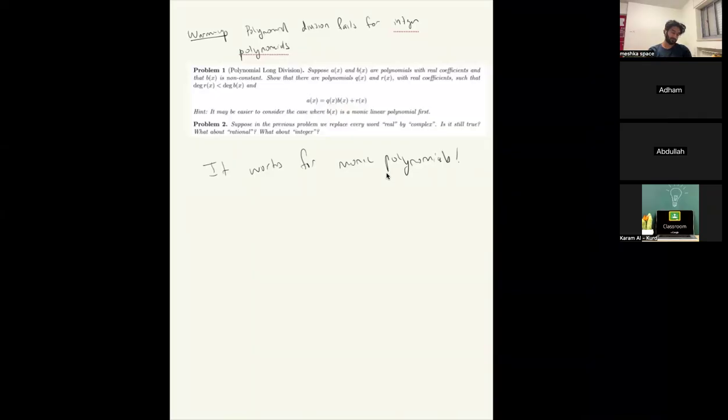Let me state an example. Let's say I want to divide 3x squared plus 1 by 2x. Already there's a problem because I want to put a rational number, and so your quotient and remainder no longer have integer coefficients. Does it make sense? So you can do it with rational polynomials, but not with integer polynomials. That's an important thing. Does that make sense?